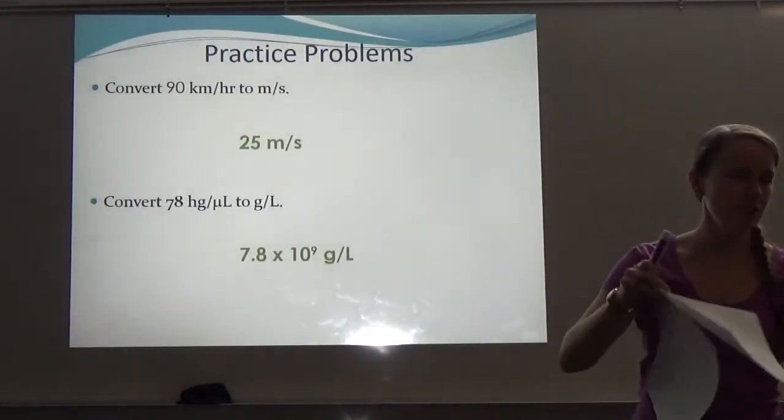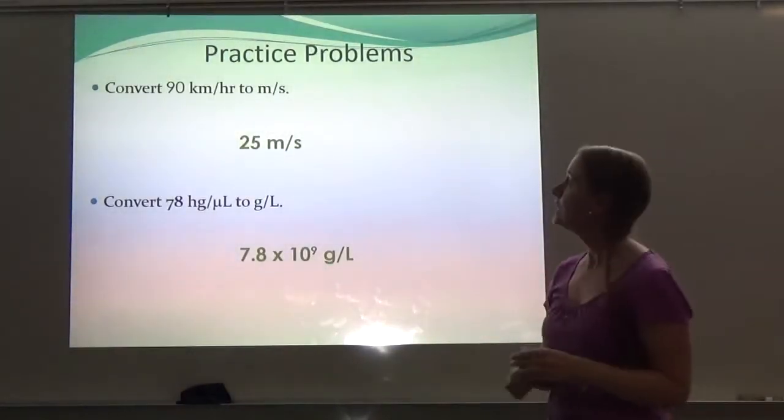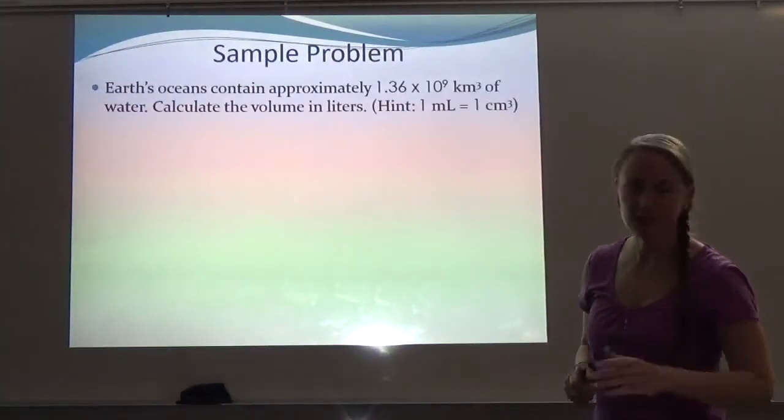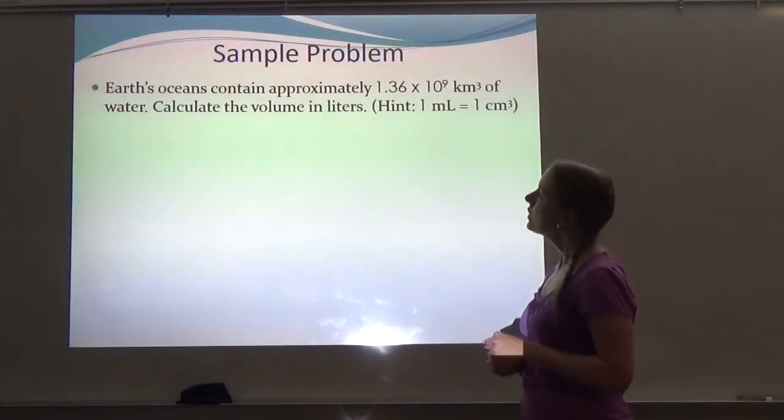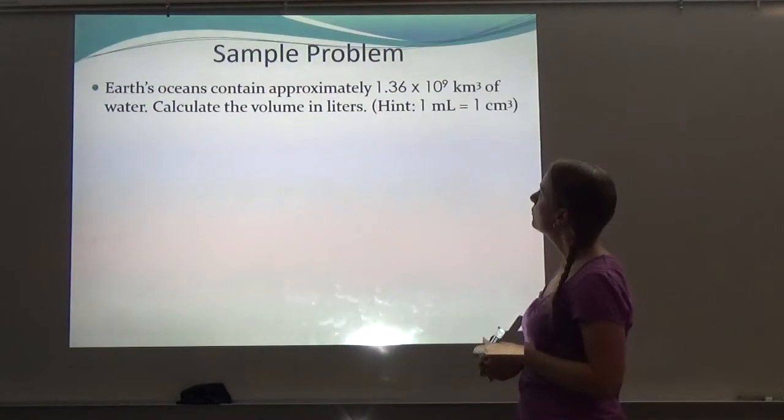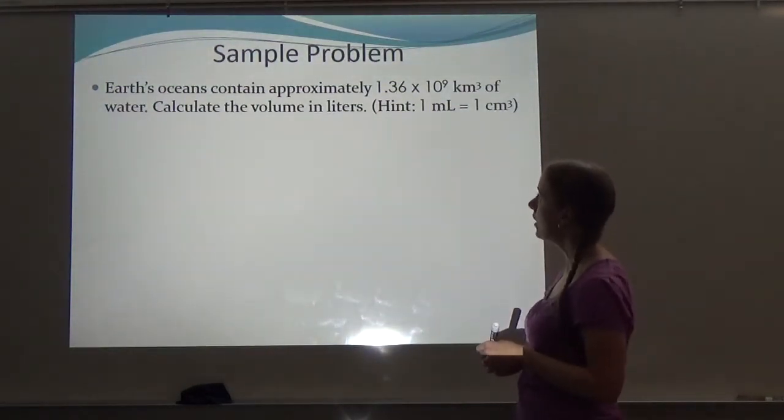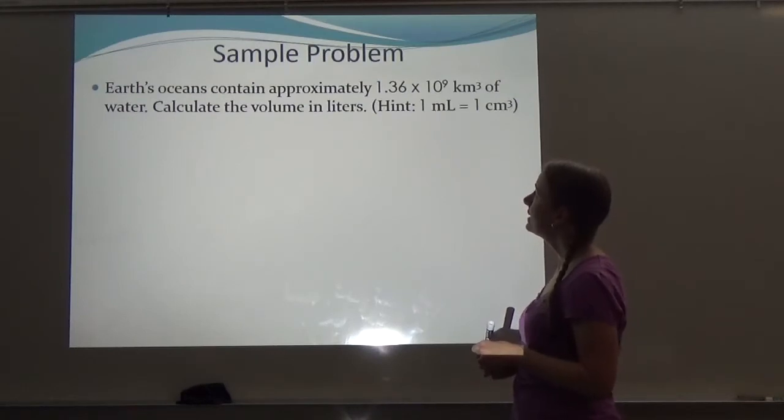There's my answers. All right, so it says Earth's oceans contain approximately 1.36 times 10 to the 9 kilometers cubed of water. Calculate this volume in liters.